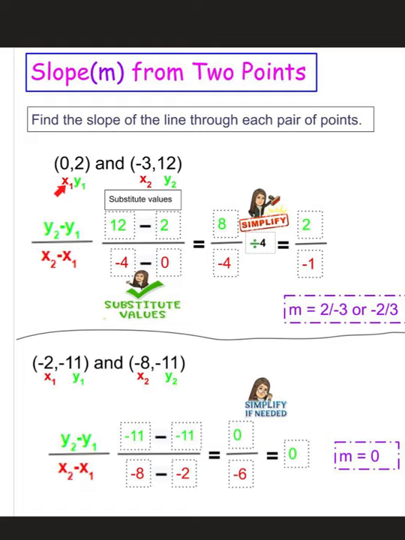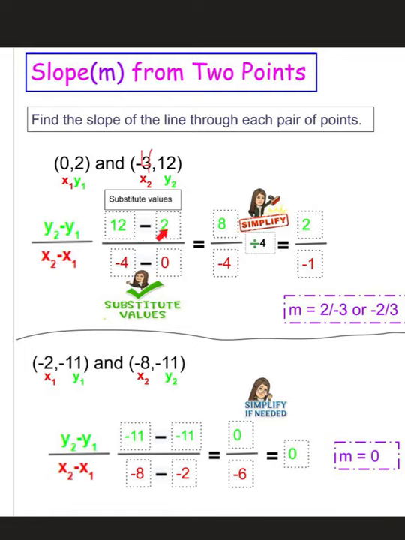So, as it said on the slide 2, label x sub 1, y sub 1, x sub 2, y sub 2. Substitute into your formula. Okay, so then y sub 2 is 12. So I put 12. Minus is always there. Y sub 1 is 2. X sub 2 is -3. Ooh, look at that. All right, so it should be a -4. I will fix that. So then, continuing on, x sub 1 is 0.